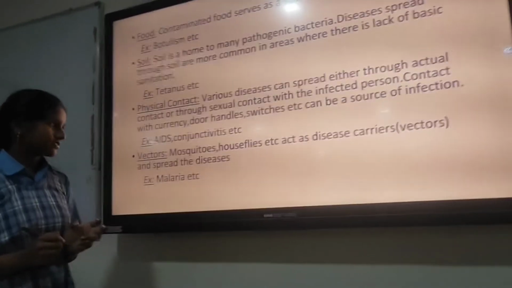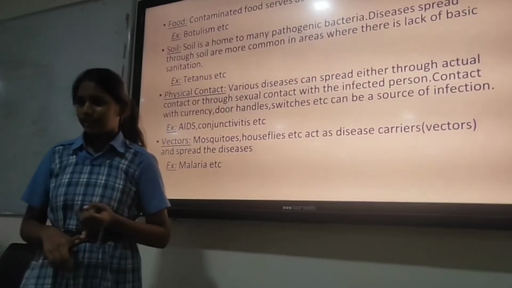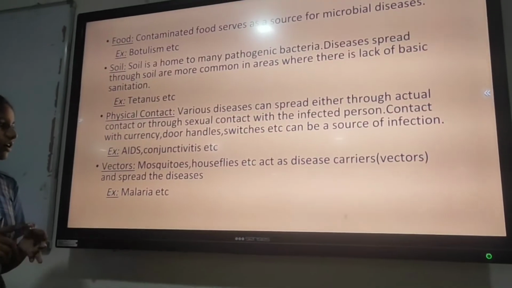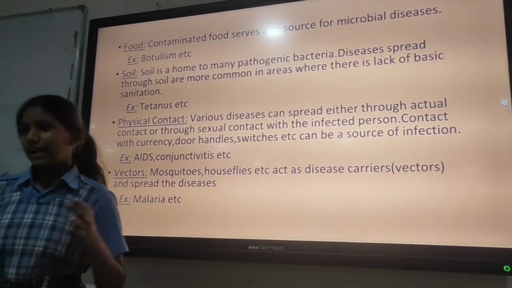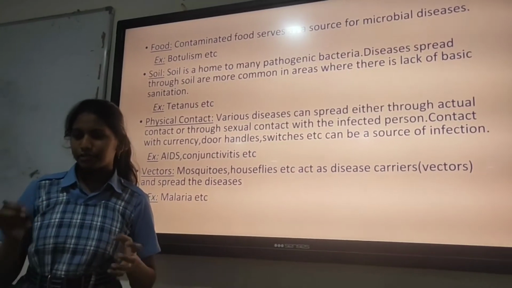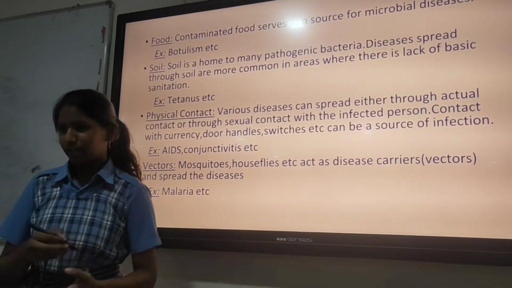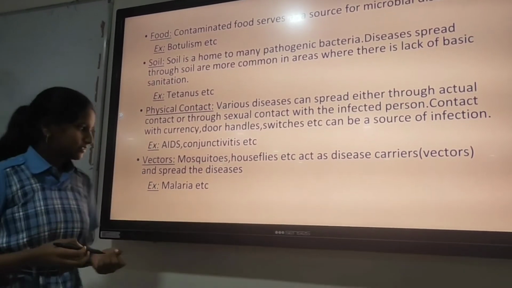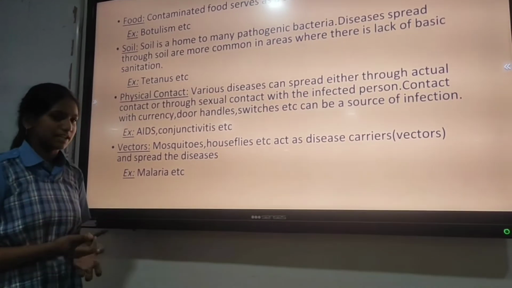Next one, vectors. Through houseflies and mosquitoes, we get diseases, and they are carriers of the diseases. They carry a few pathogens and infect our body, and by that we get diseases. An example for this is malaria.